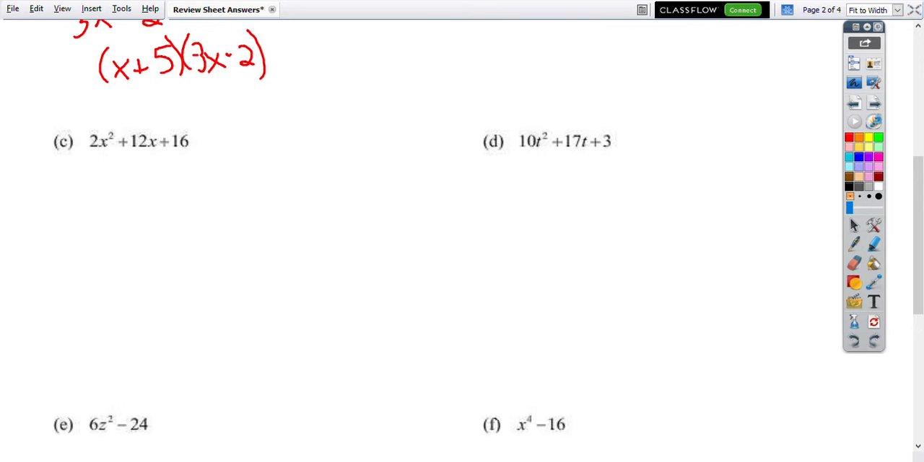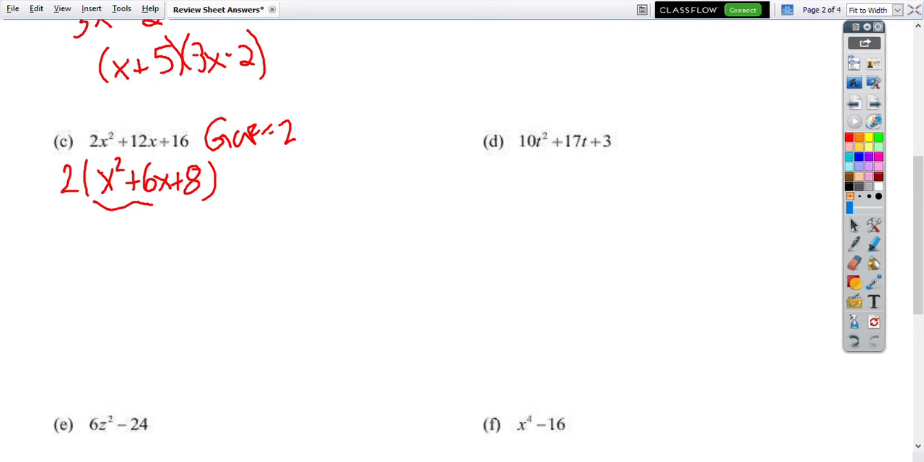Okay, now letter C here. Checking for GCF first, and there is a GCF here, right? The GCF is 2. So I'm going to first factor out a 2, so 2 goes in front, and then I'm dividing in. So 2 goes into 2x squared, leaving me an x squared left over. 2 goes into 12x, leaving me a 6x left over. And 2 goes into 16, leaving me the 8 left over.